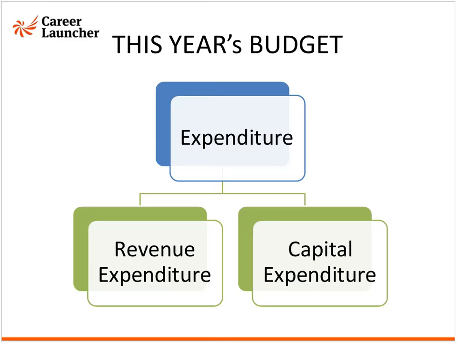So it becomes a revenue expenditure. So ask yourself one simple question when you have been given a classification between revenue and capital expenditure. Just ask yourself, does this expenditure create an asset for the government? If your answer is yes, mark it as capital expenditure. If your answer is no, mark it as revenue expenditure.